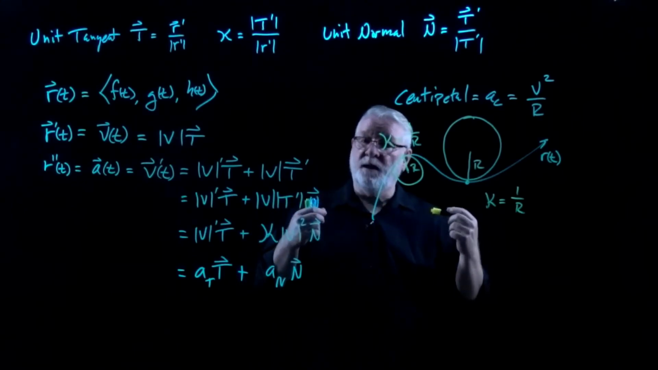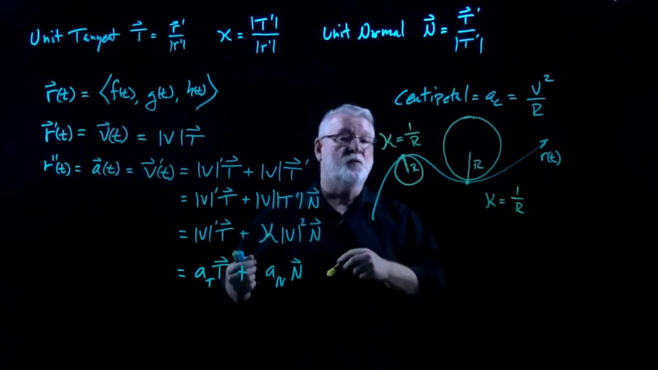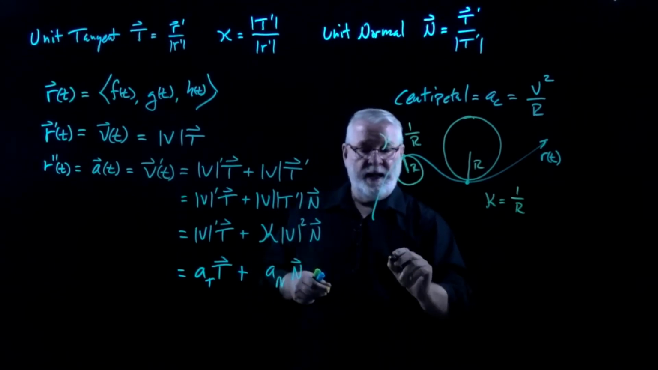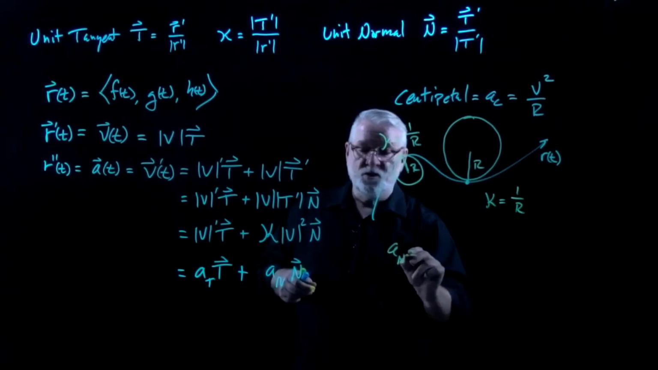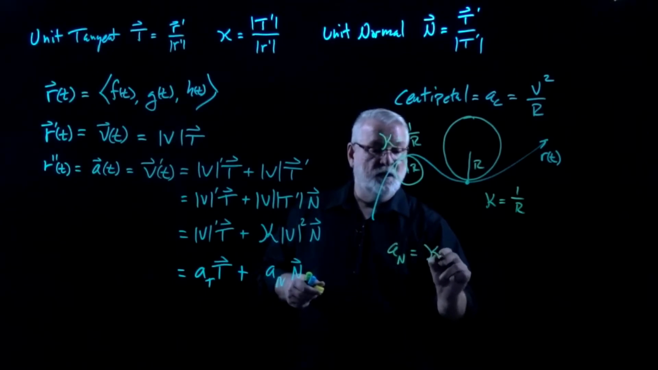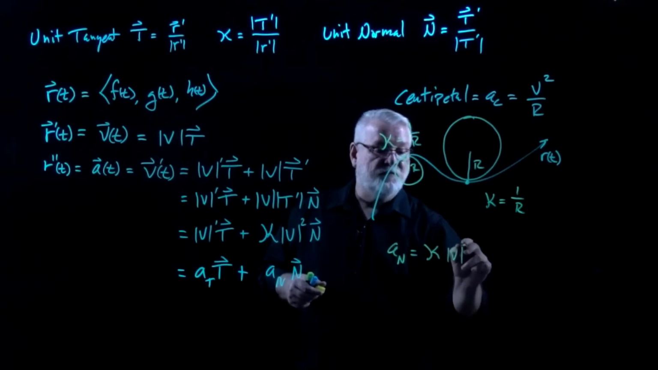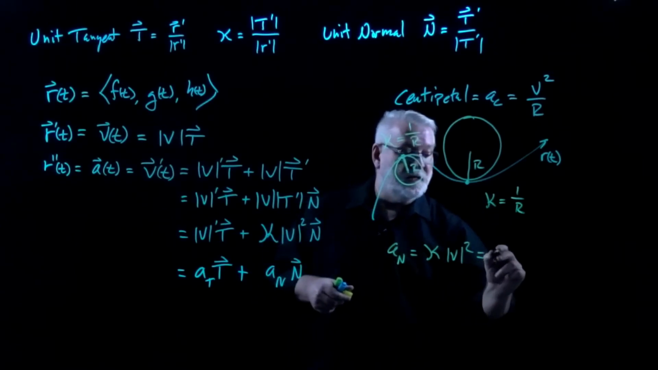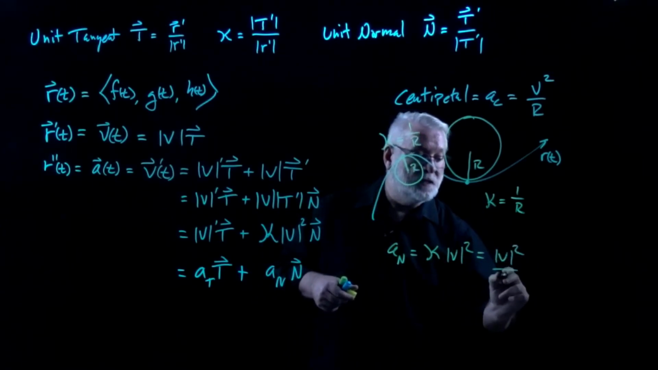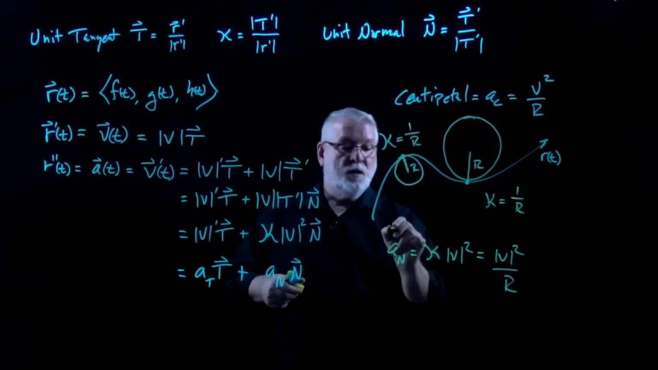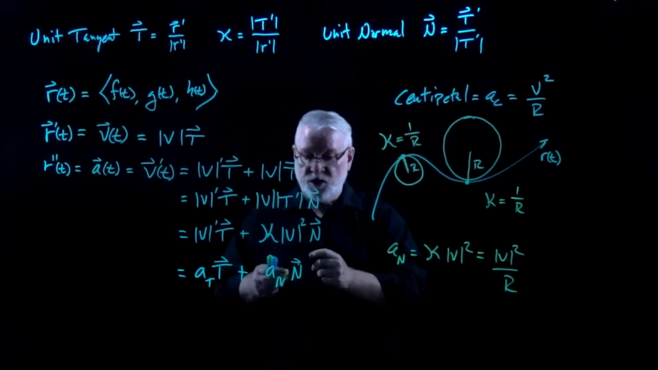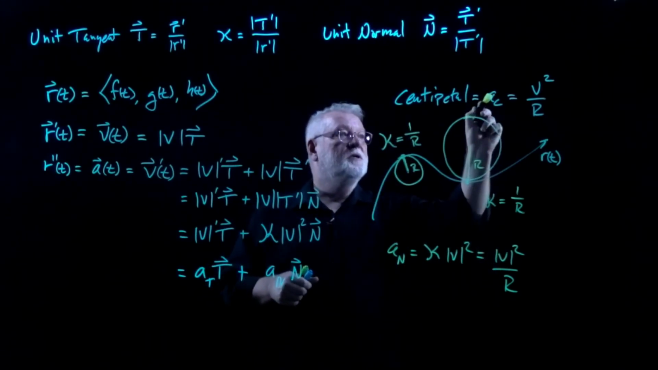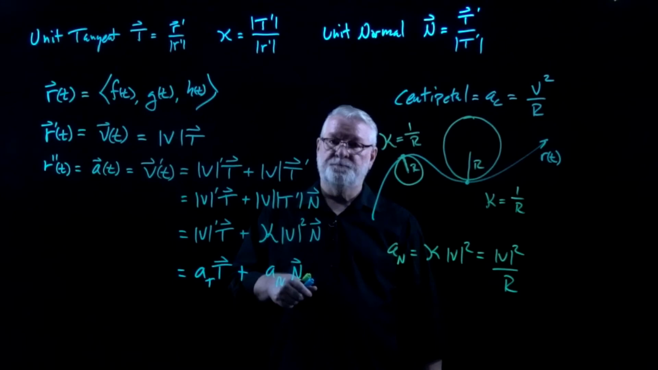With curvature being interpreted geometrically as 1 over the radius of the curve at that point, notice what that does to our AN. If AN is numerically equal to the curvature times the magnitude of the velocity squared, and we can interpret curvature as 1 over the radius, then there it is. The component of the acceleration that points normal to the curve is mathematically equivalent to our centripetal acceleration.